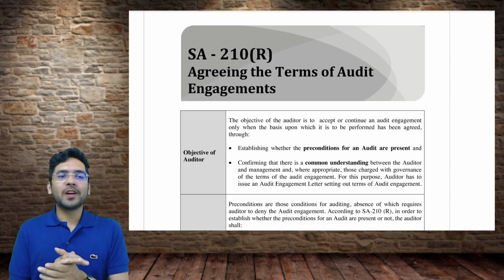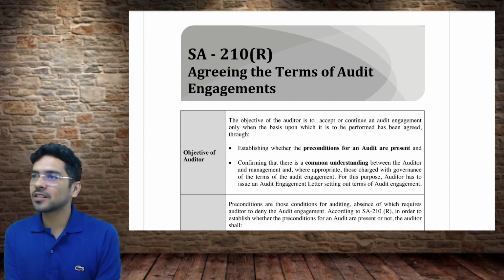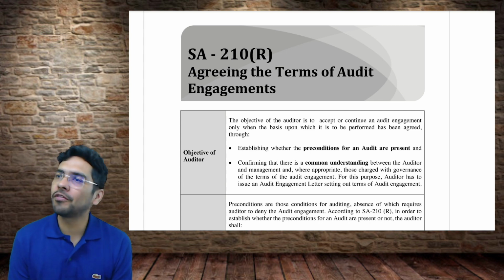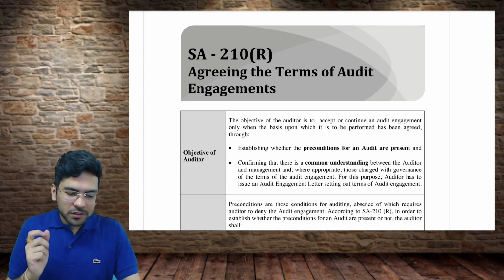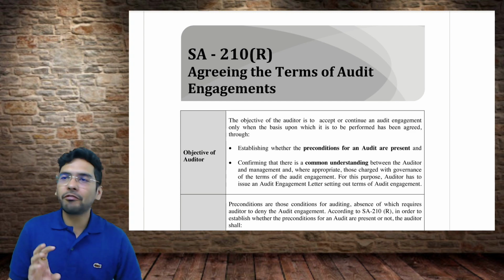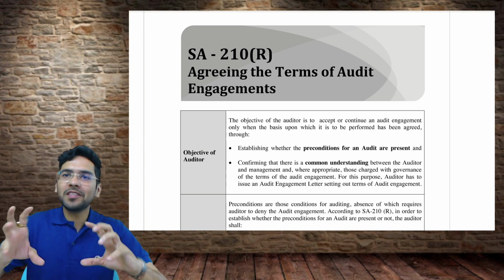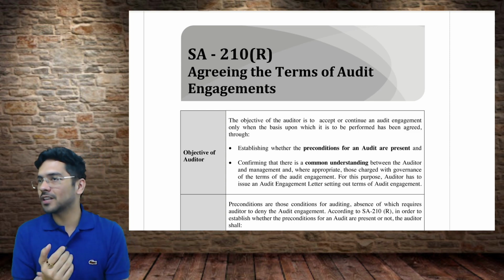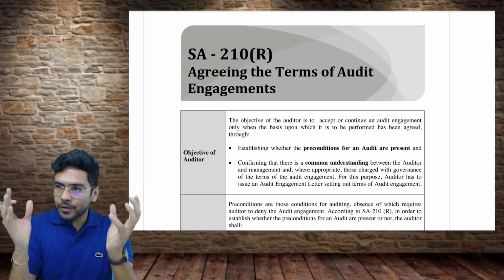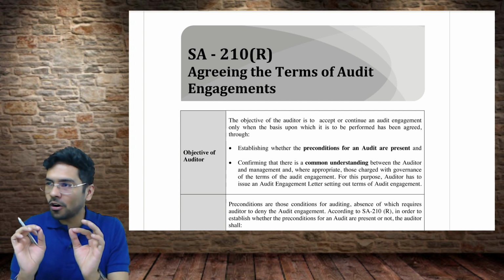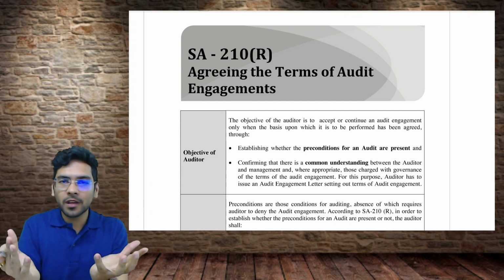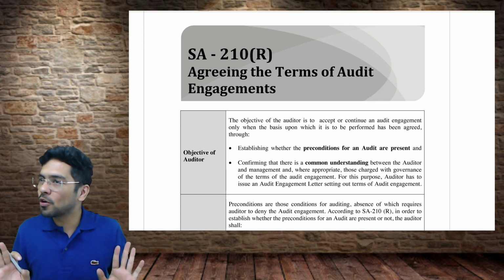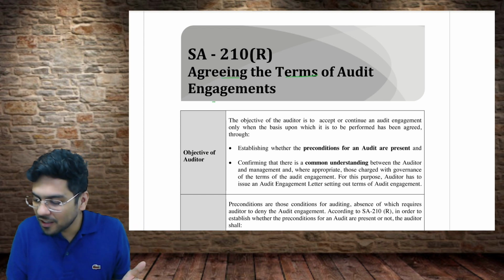Okay, so the next standard that we shall be starting is SA 210. The name of the standard is agreeing the terms of audit engagement. Now, whenever you are studying a particular standard, guys, the first thing you should consider is why this particular standard is in your syllabus, why a chartered accountant has to comply with this standard. If you have this clarity of thought, 50% of your work will be done.